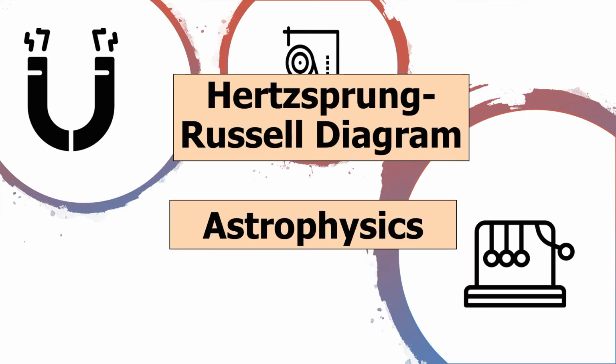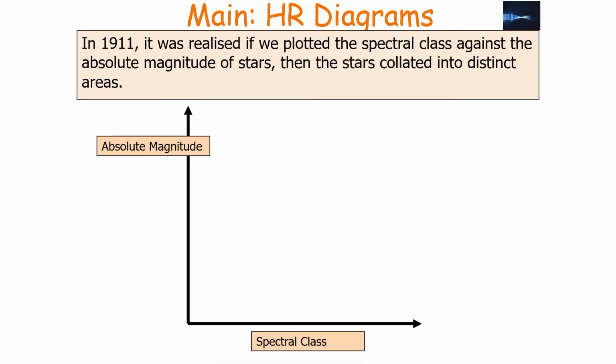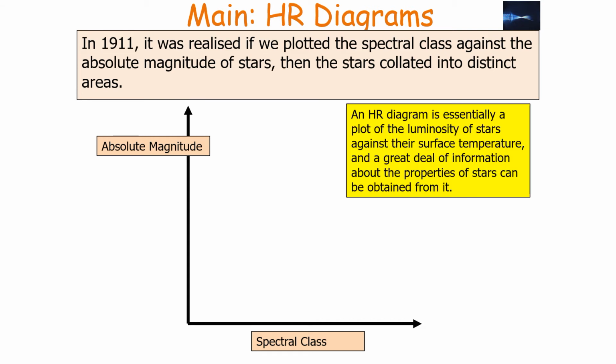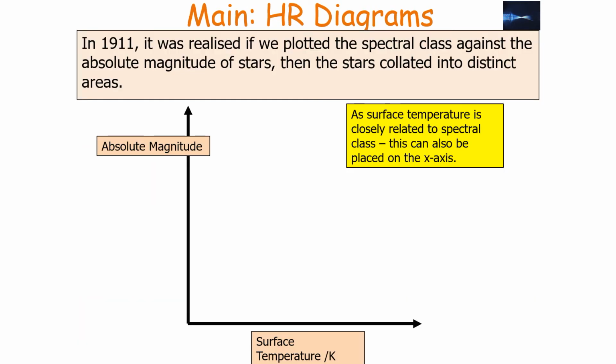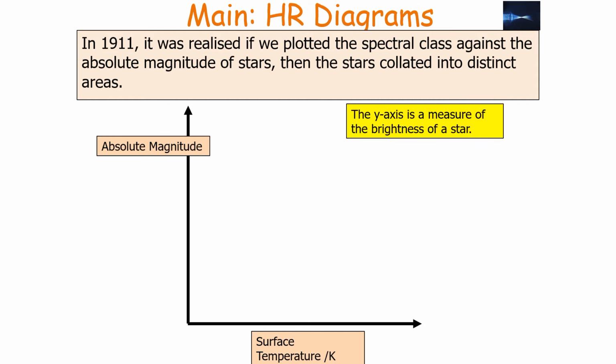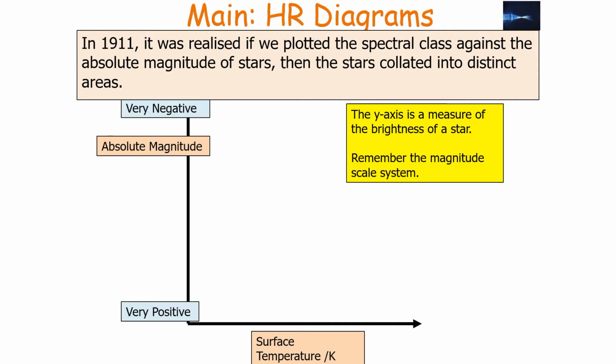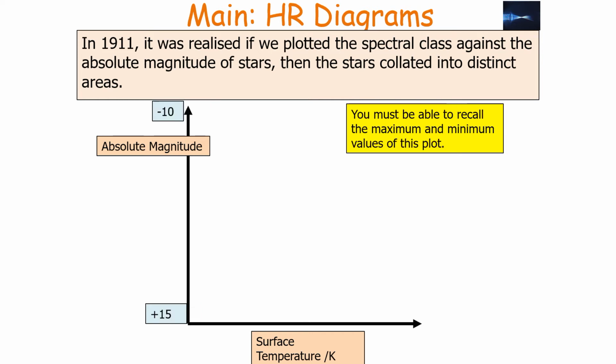Now, the next thing we're going to look at is the Hertzsprung-Russell diagram, as in 1911 it was realised that if we plot spectral class against the absolute magnitude of stars, the stars can be collected into distinct areas. So it's in essence a plot of luminosity of the stars against their surface temperature, and you can work out a great deal of information. As surface temperature is closely related to spectral class, that can also be placed on the x-axis. So the y-axis is a measure of the brightness of a star. Because of the scaling system, there is a very negative number at the top and a very positive number at the bottom, and you've got to remember it's from -10 to +15.